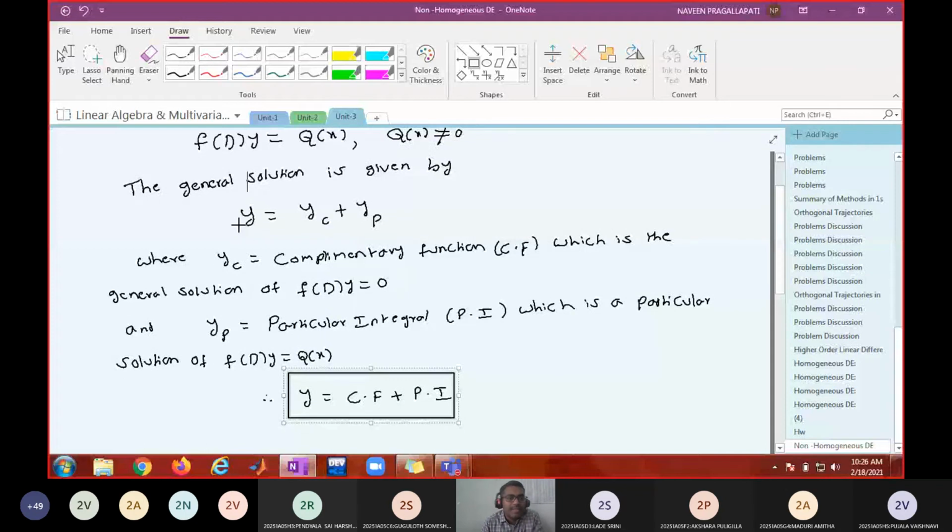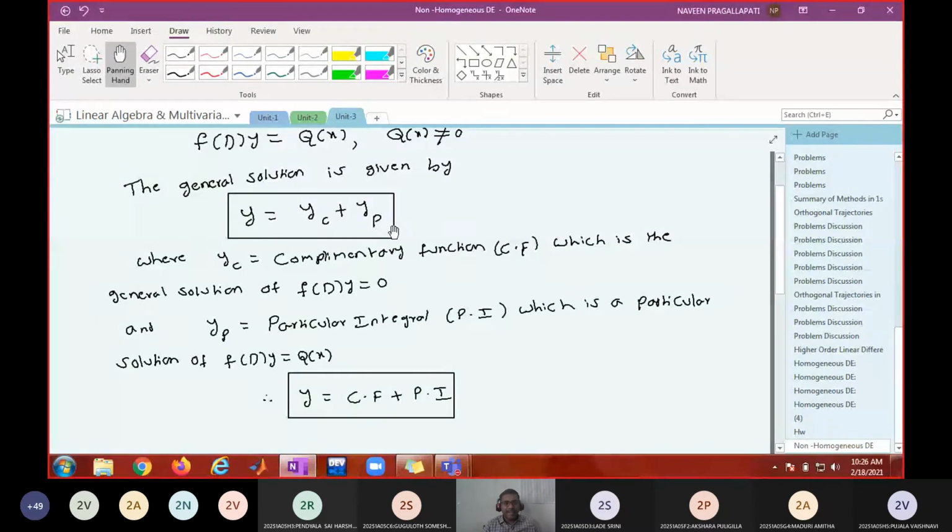So that means half of solving this differential equation is known, because the solution is the sum of the complementary function and the particular integral. The complementary function is nothing but the general solution of f of D of y equal to 0, and we know how to solve f of D of y equal to 0, which is a homogeneous differential equation. Is that okay? Yes, sir.